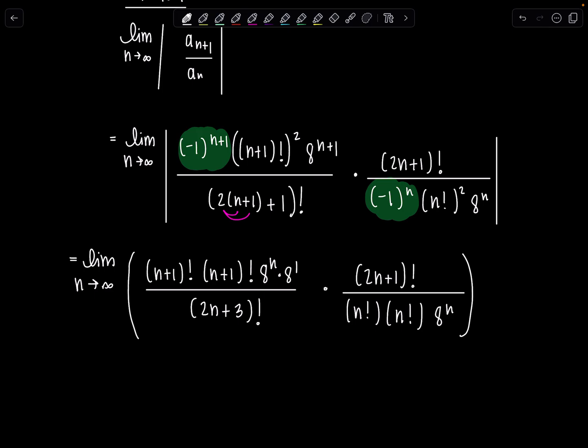Okay, so right away I see I can do a little bit of cancellation. I can cancel out 8 to the n. Let's get something a little more forceful for that. Okay, cancel out 8 to the n. And then I know I'm going to be able to cancel these factorials.